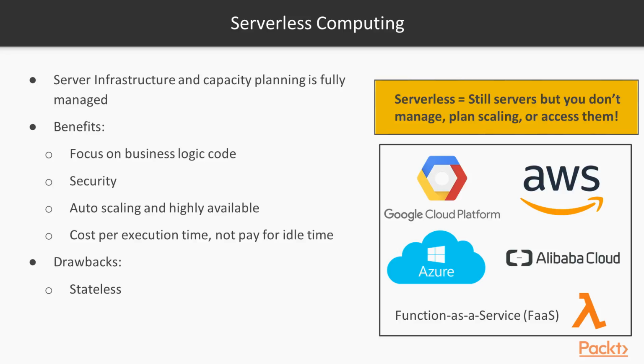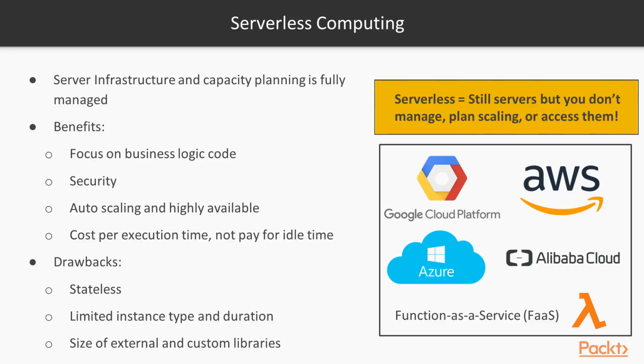The drawbacks are that these are stateless, which means they have a very short lifetime. After a few minutes it's over, and then any state maintained within that function is lost. So it has to be persisted outside. So it's not suitable for long-running processes, for example. It does have a limited instance type and duration. For example, Lambdas have a maximum duration of 5 minutes in the AWS world. There are also limitations, since these Lambdas need to be spun up very quickly, on the size of the external libraries or any custom libraries that you package together.